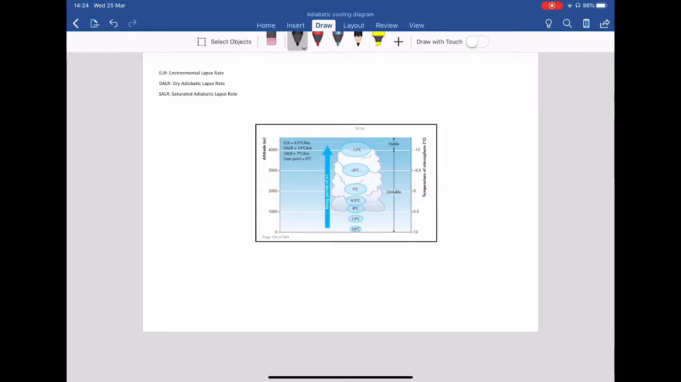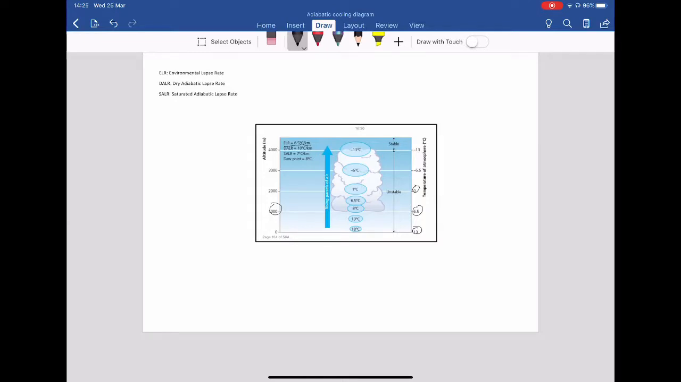So if we look at this diagram here, we've got ELR and we've got 6.5 degrees per kilometre. And if you look at the temperatures on the side here, we start at 13 degrees, and if we go up a kilometre, so 1,000 metres, we are at 6.5, because 13 minus the 6.5 ELR is 6.5. And then if we go up another kilometre, it takes us to 0. So we've lost another 6.5. That's the idea there, that if you were to just rise up through the atmosphere, this is the rate at which temperature would cool.